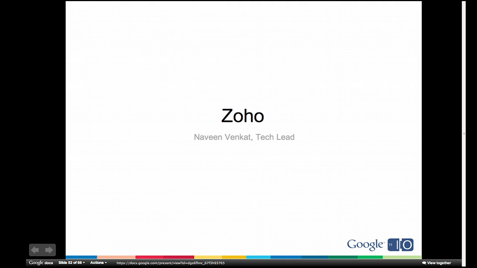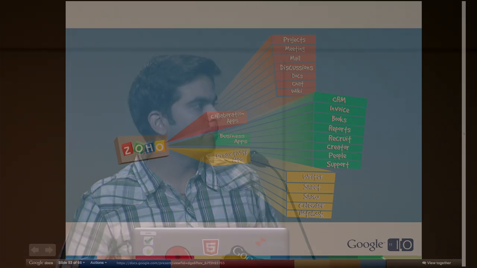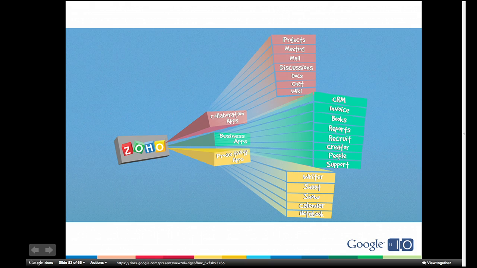Thanks, Roger. Hello, everyone. I'm Naveen. I work for Zoho, where I head a team responsible for integrating Zoho with Google Apps Marketplace and other OpenSocial apps. For those of you who are not familiar with Zoho, we offer around 25 online services, ranging from the basic productivity suite all the way up to CRM, project management, invoicing, custom app building platform, and much more.